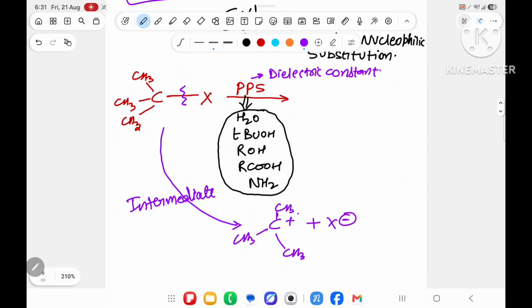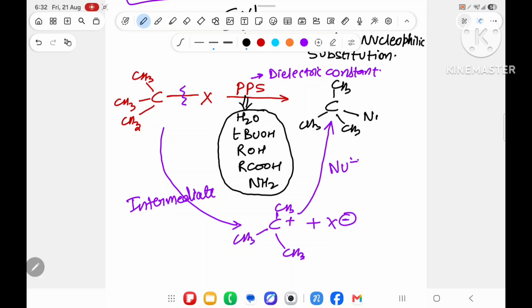Then some nucleophile comes and attacks the positive charge, and you will get C, CH3, CH3, CH3, with the nucleophile attached, plus X minus. So this is SN1. The intermediate formed is a carbocation, and this step is known as the rate determining step because it is the slowest step.